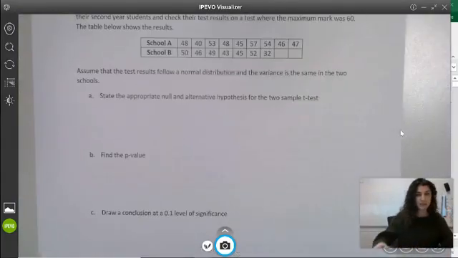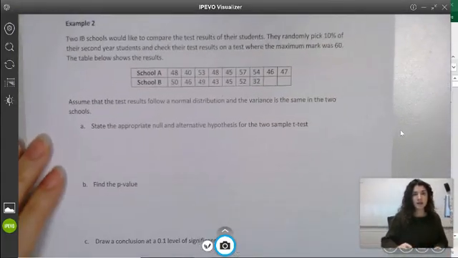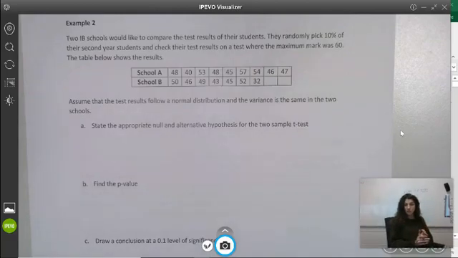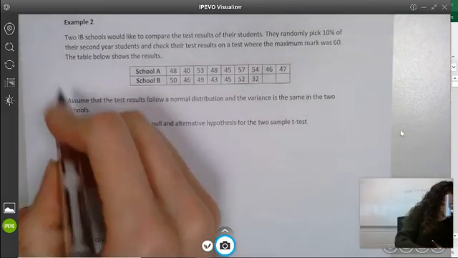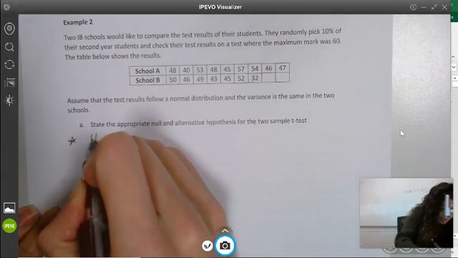Okay, last two problems. I'll be less talky, I promise. The two IB schools would like to compare test results of their students. They randomly picked 10% of their second year students and checked their test results on a test where the maximum mark was 60. The table below shows the results. Assume that the tests followed a normal distribution and the variance is the same in the two schools. So null hypothesis, go ahead and tell me what the null hypothesis is.